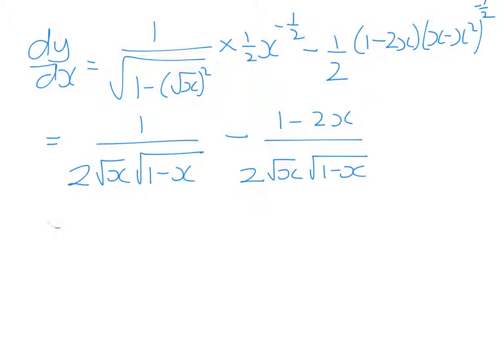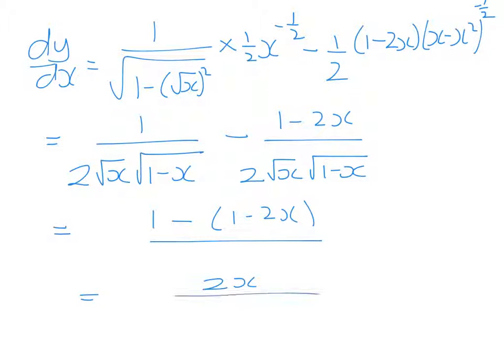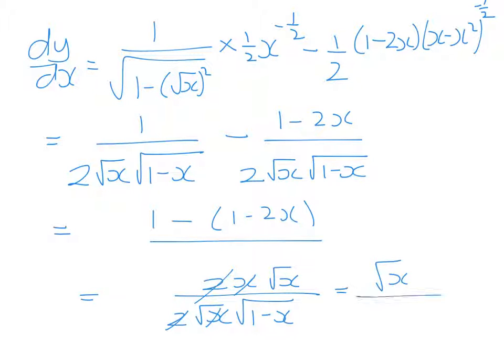And now we can see that this simplifies to give 1 minus 2x all over our fraction. So that is 2x all over 2 root x square root of 1 minus x. The 2's cancel, and x divided by the square root of x is root x. So we have root x over the square root of 1 minus x.